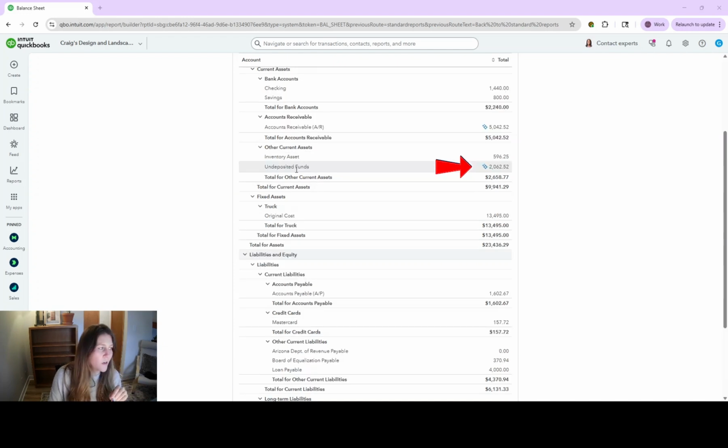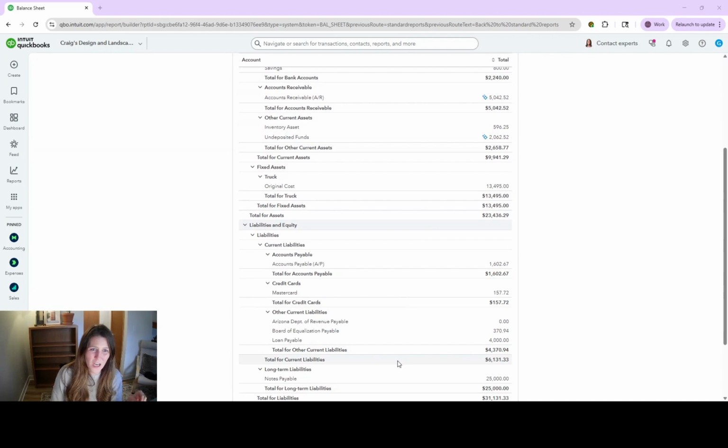We did talk about undeposited funds, but you'll definitely want to take a look at that account as well and just make sure there isn't a huge balance in there. Maybe even drill down on this account if there's any balance at all, and make sure that all of the customer payments sitting in undeposited funds will be part of a bank deposit in the next few days.